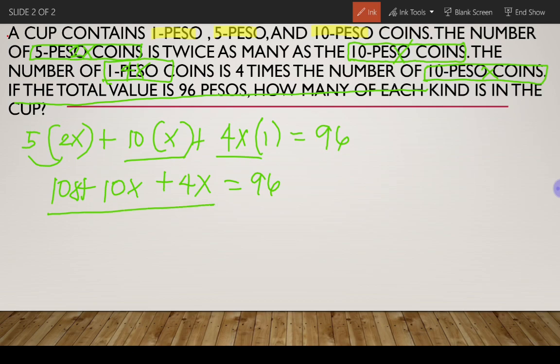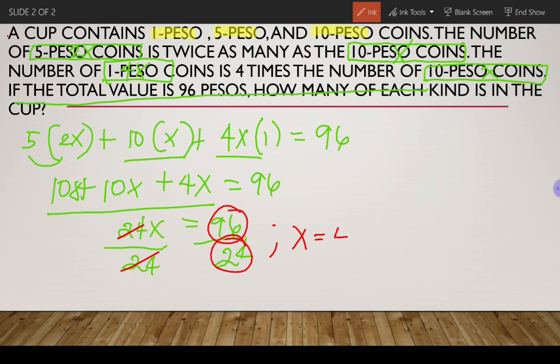Add, we have 24x is equal to 96. And then divide both sides by 24. So we will have, what is 96 divided by 24? We are going to cancel ito kasi 1 lang din yung sagot. So we have x is equal to 96 divided by 24, which will be 4.